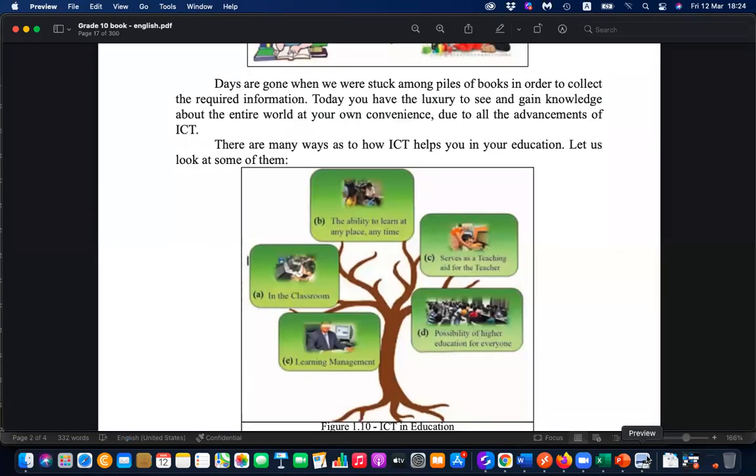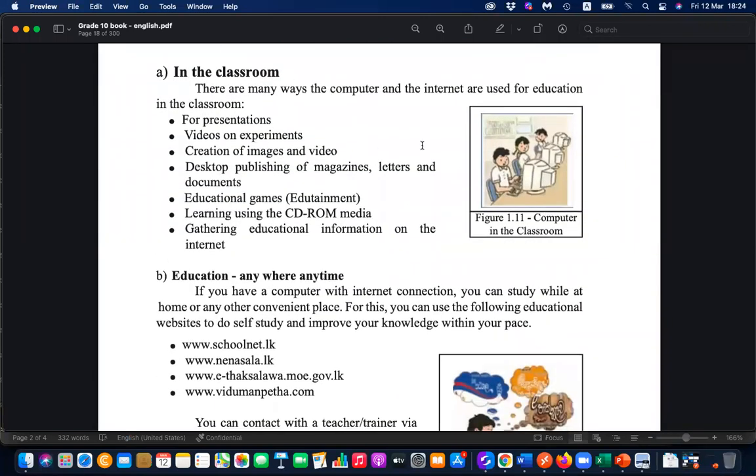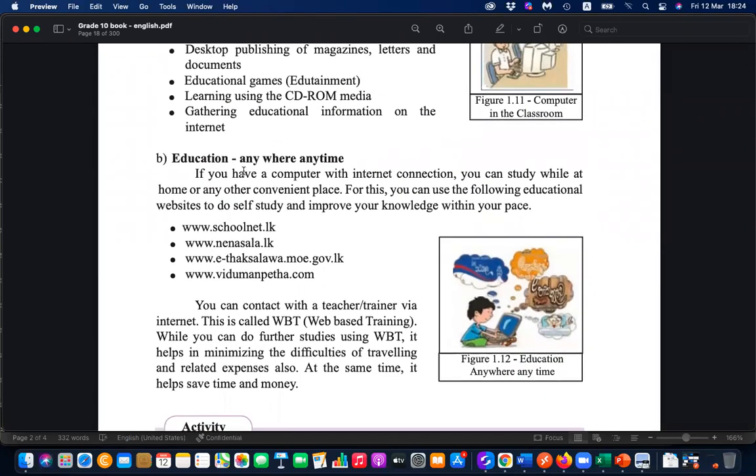Okay, next thing. Here you can see in the classroom: video presentations, images, videos, CD-ROM, gathering educational information, and internet access. You can use websites like this, or places like SchoolNet. Nowadays, I think SchoolNet is not much available. Nanasala, ICT, it's available. And Viduman Petha, sometimes it's available. Nanasala, I mentioned this to you.